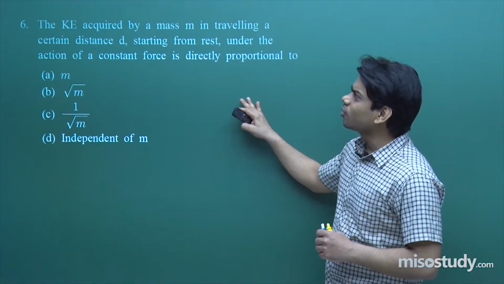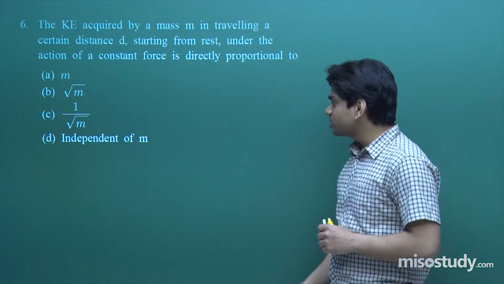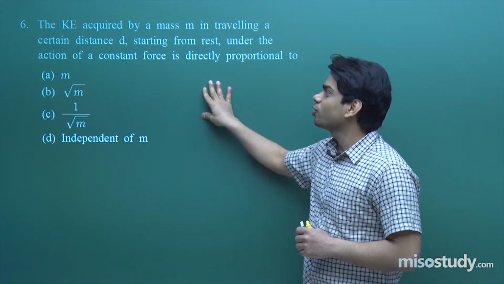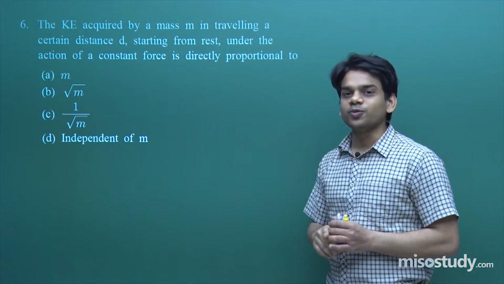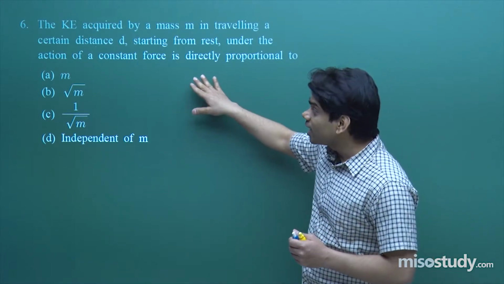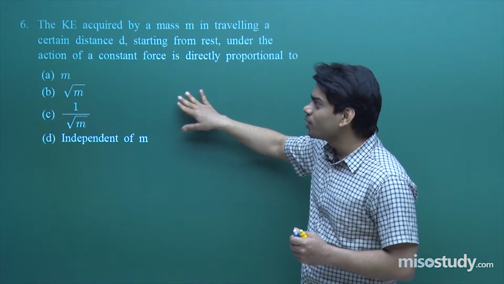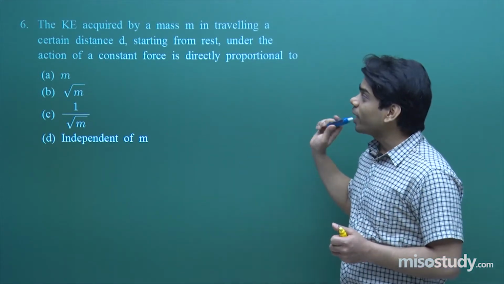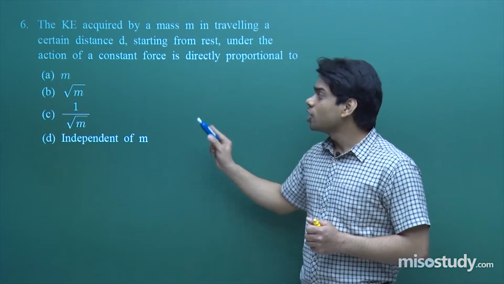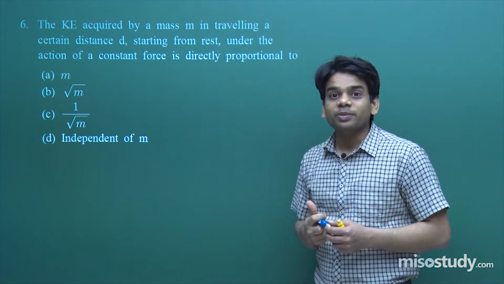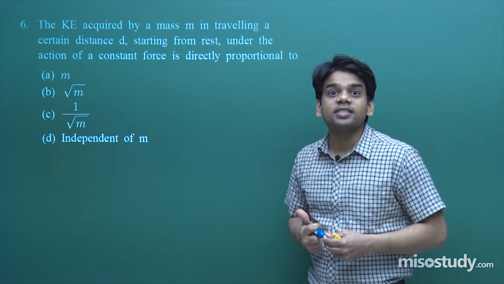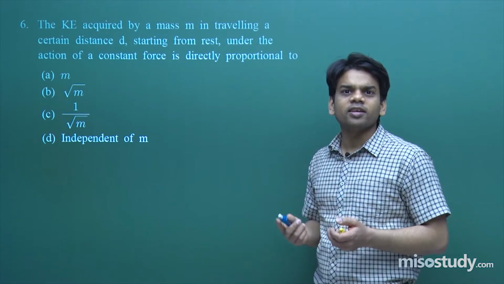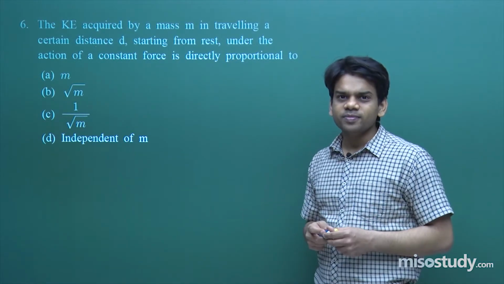The kinetic energy acquired by a mass m in traveling a certain distance d starting from rest under the action of a constant force is directly proportional to. The options are m, root m, 1 upon root m and independent of m. That means we have to find out the kinetic energy's dependence on mass. If a body is heavy, will its kinetic energy be more, or will it be less?